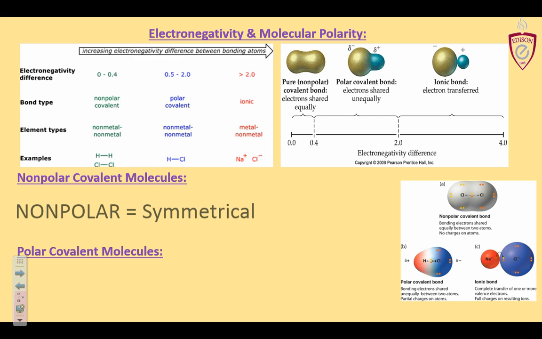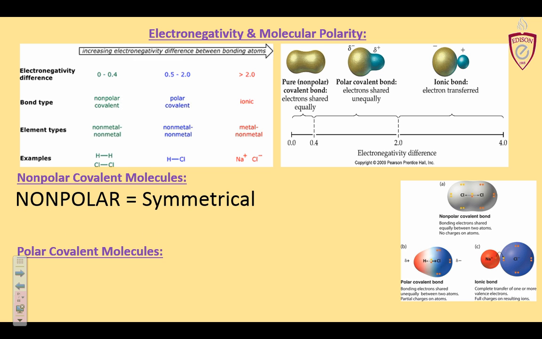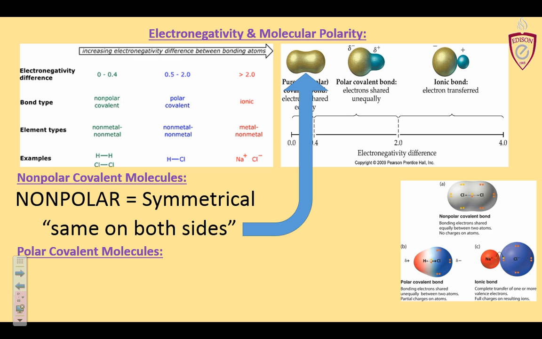So nonpolar covalent molecules are what we call symmetrical. They pass what I call the mirror test. Yeah, the mirror test is a great way to do it. They are the same on both sides. Horizontal, vertical, three-dimensional. No matter which way you look at it, it's the same. Right, so if you look at this particular pure covalent nonpolar substance, it is the same on both sides.